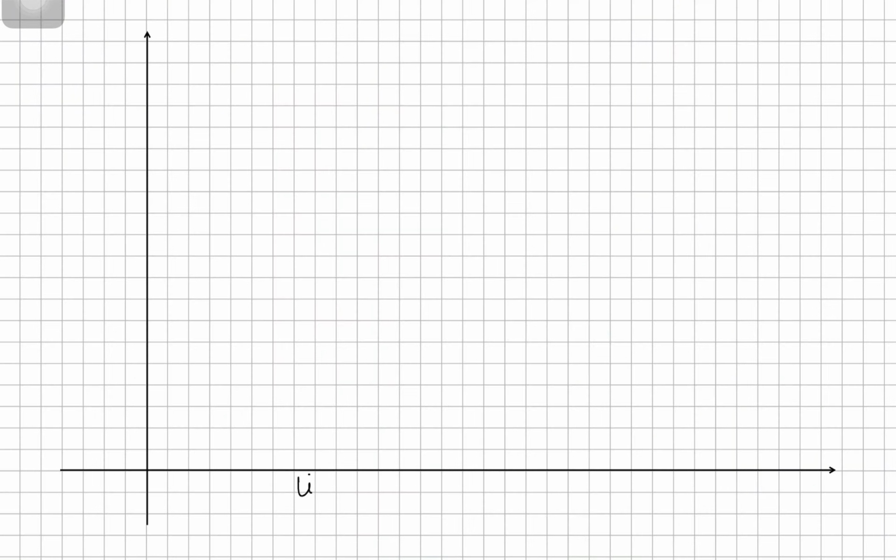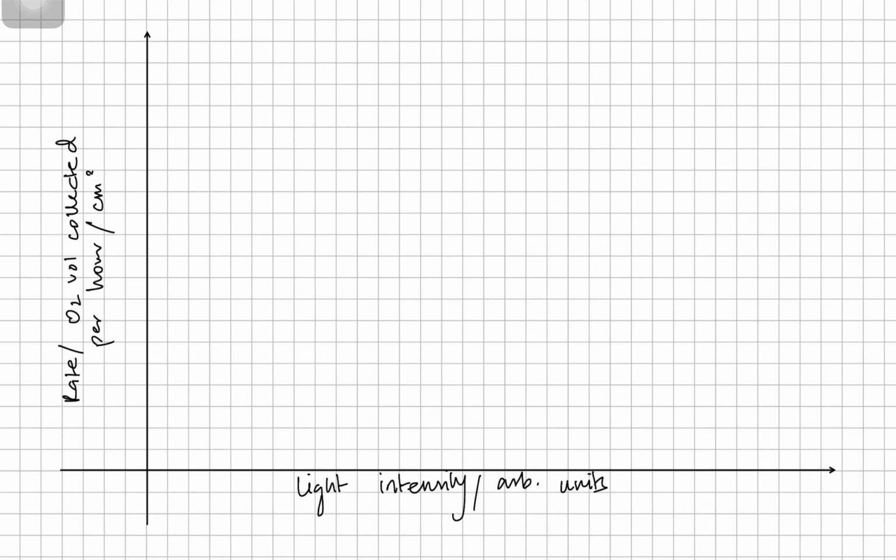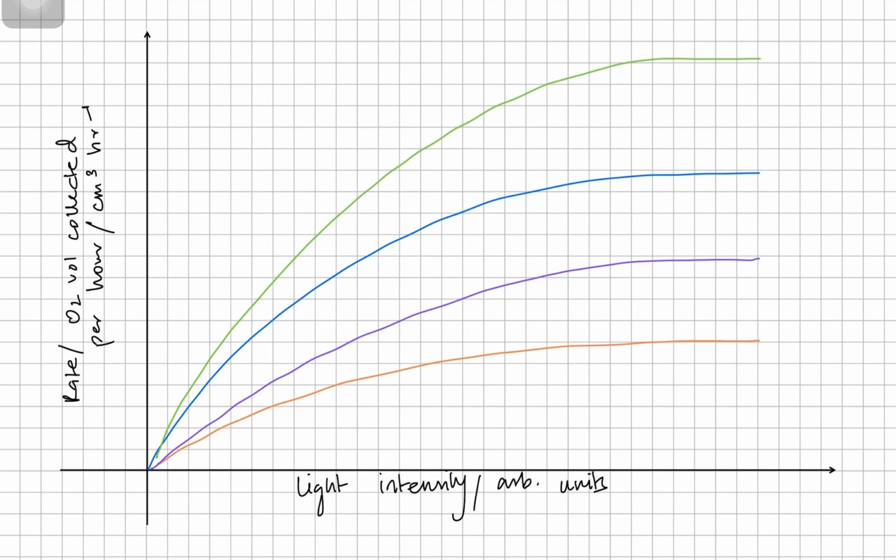Let's study another graph where again I have the light intensity in arbitrary units on the x-axis and I have the rate of photosynthesis as oxygen collected per unit hour on the y-axis. Faster photosynthesis will give me higher oxygen collection and vice versa. You can see I have 4 different lines. Each line is increasing then becoming a flat horizontal line.